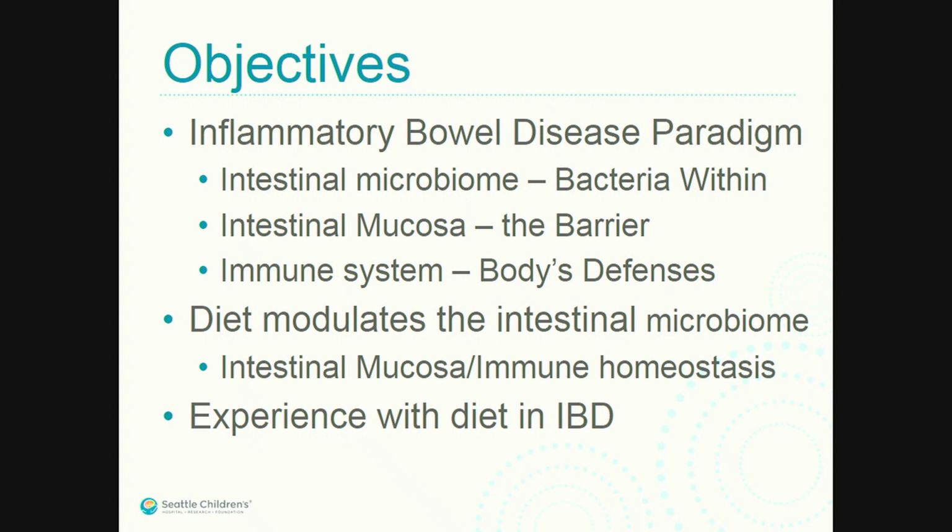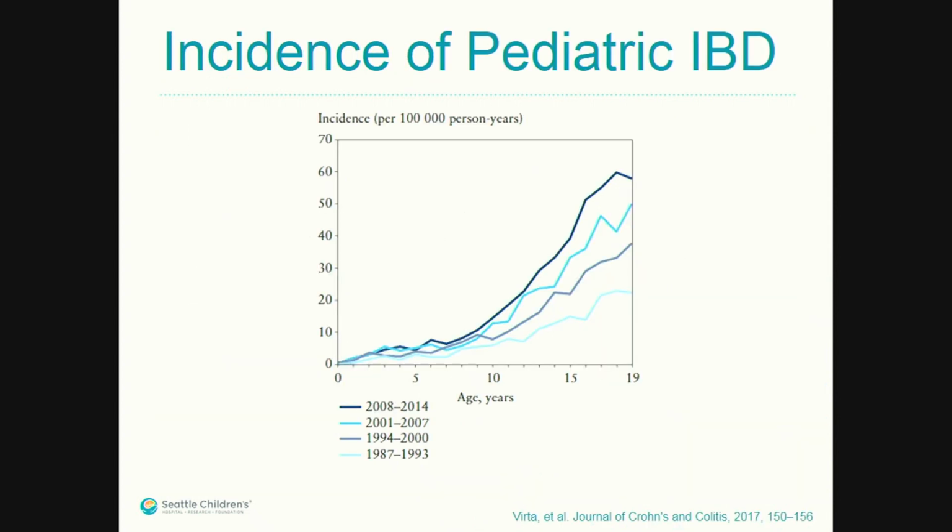And then we're going to look at how diet actually modulates the fecal microbiome, but not only the fecal microbiome, but also the intestinal mucosa, that barrier that I just spoke about, as well as the immune system itself. And then finally, we're going to examine our experience and the research with diet in inflammatory bowel disease.